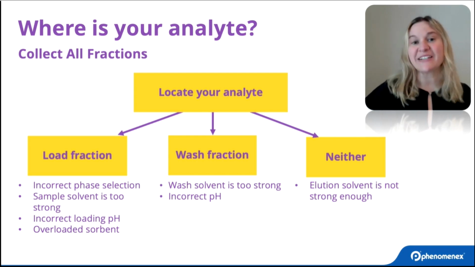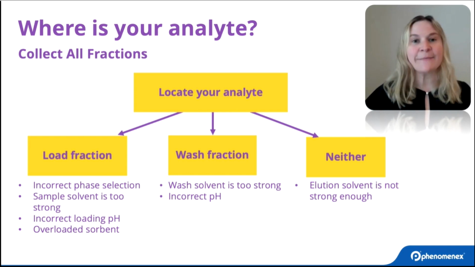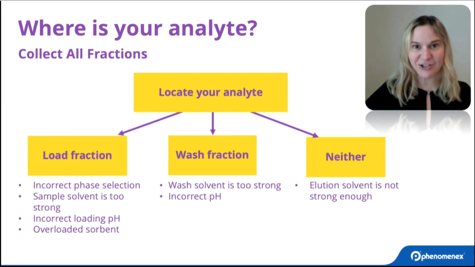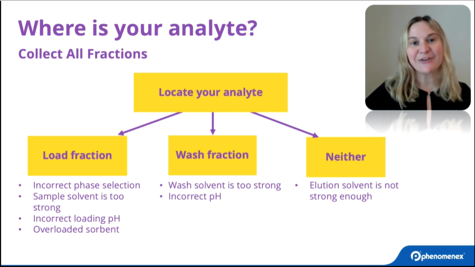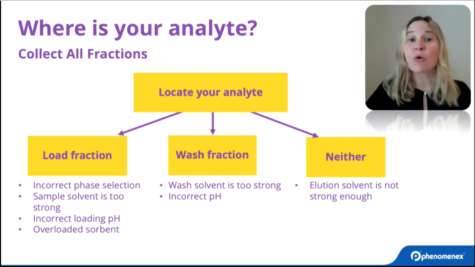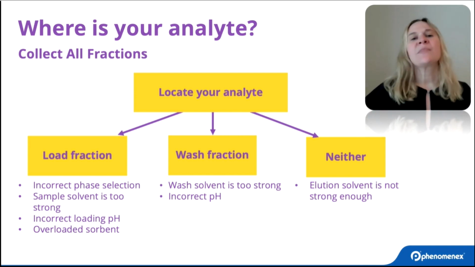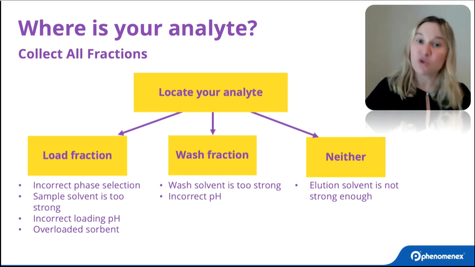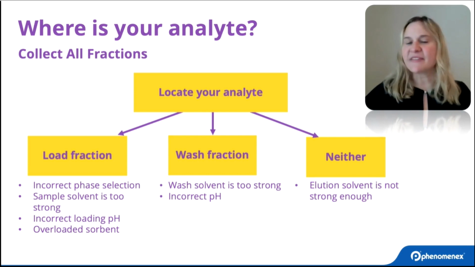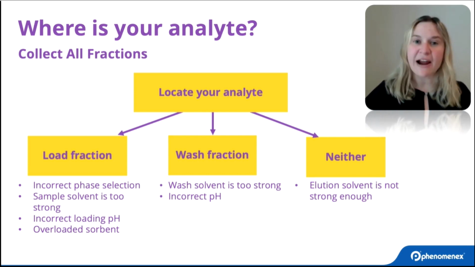We do this by collecting fractions. We will run our SPE method, and at each step of the SPE method, we will collect that fraction. We then put that fraction in a vial, and we will run it by the analytical method. And we'll see if it is in the load fraction, one of the wash fractions, in the elute fraction, or if it's in none of the fractions. Each one of these answers can then help us determine where our analyte is going and how we can troubleshoot that.